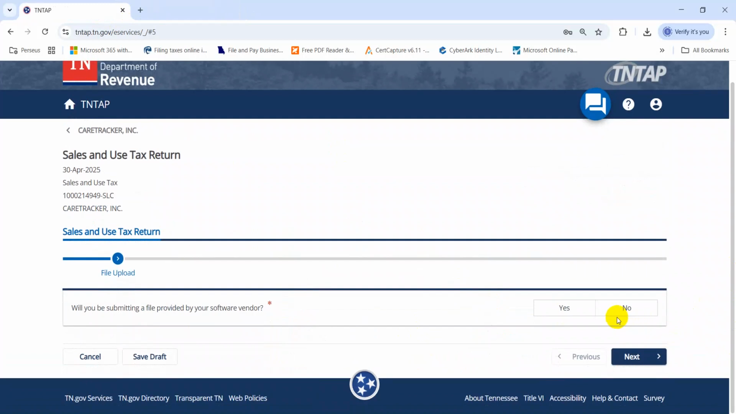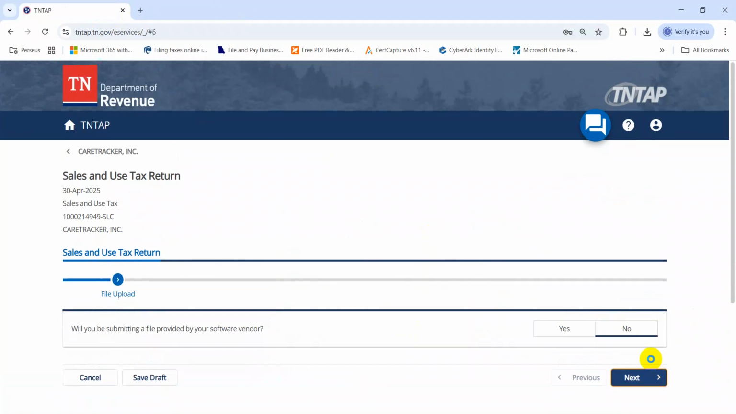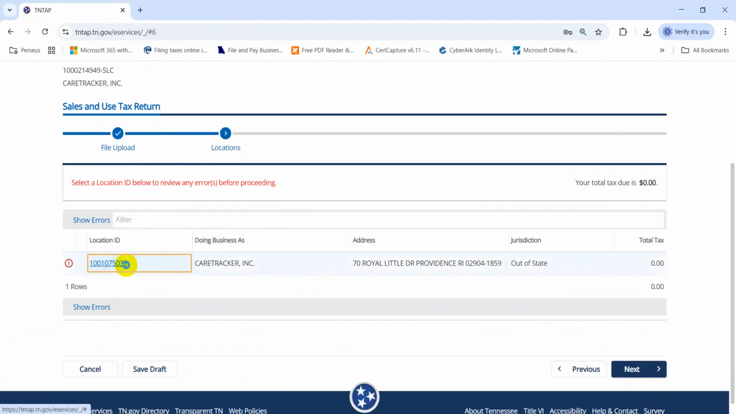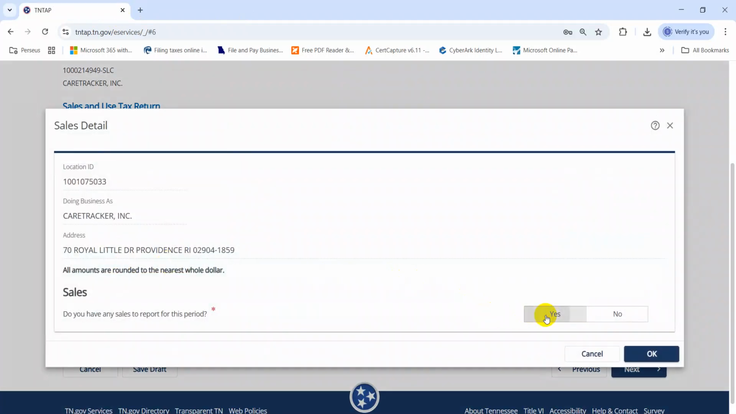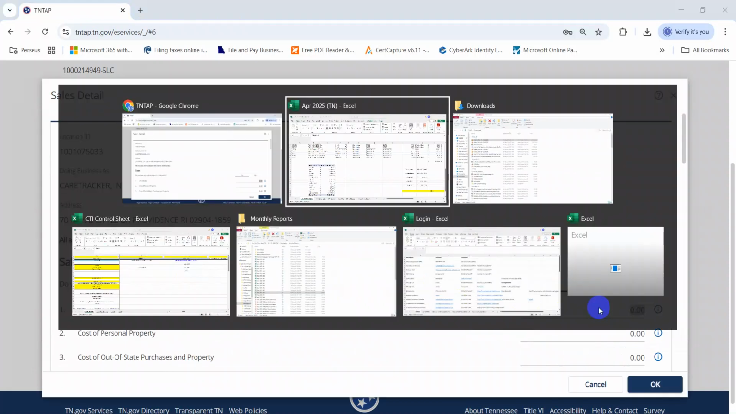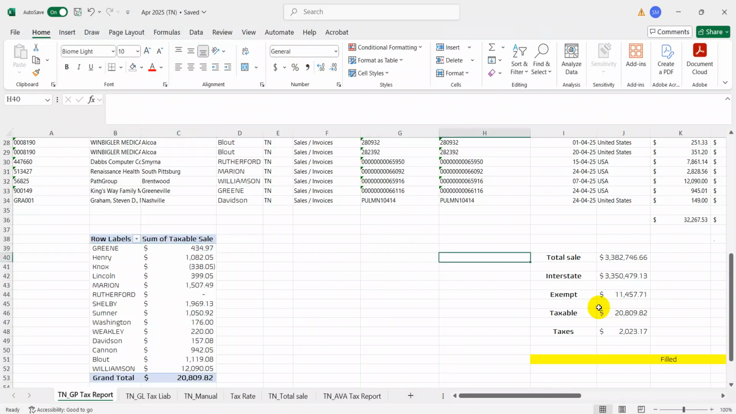Will you be submitting by software vendor? No, I will not be submitting by software vendor. Do you have the gross sales? Yes. Do you have any sales to report? So these are my total sales. Now gross sales, which are these.